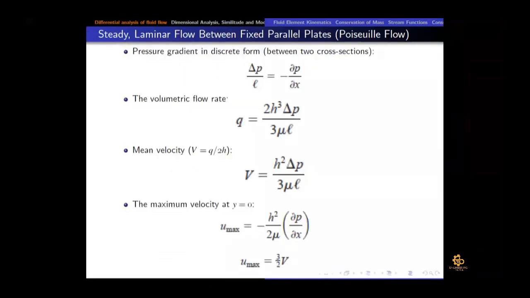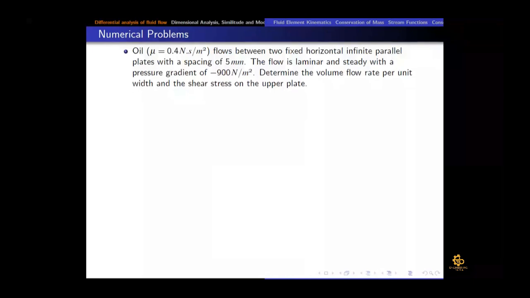Any query up to now? It seems that everything is clear, which is very good. So now we do a couple of numericals, or you can say a derivation.